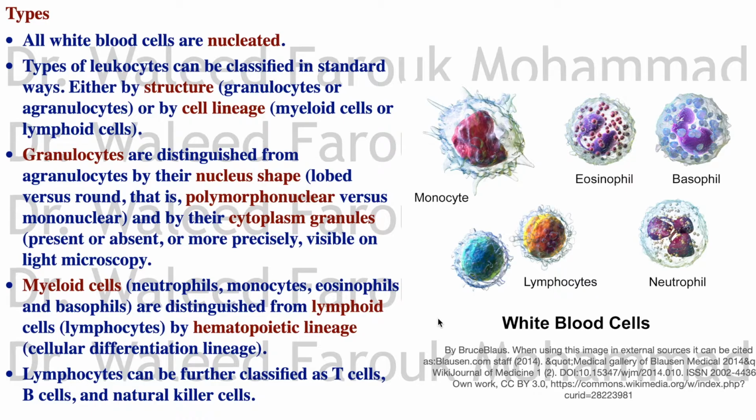In the myeloid and lymphoid cell classification, myeloid cells are neutrophils, monocytes, eosinophils, and basophils, distinguished from lymphoid cells by the hematopoietic lineage, by studying their lineage. Lymphocytes can further be classified as T cells, B cells, and natural killer cells. And this is a picture showing the different types of the white blood cells.